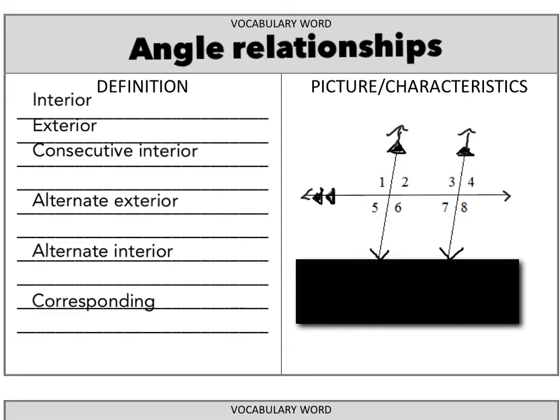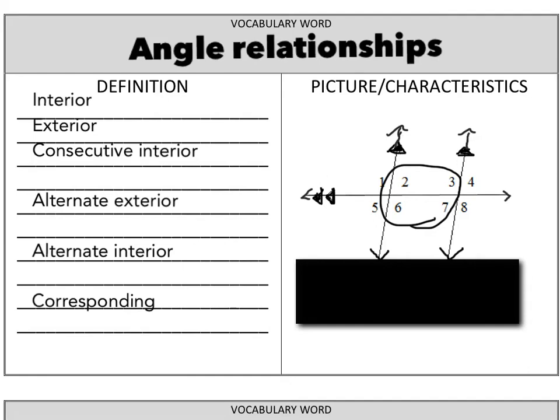As I go through each angle relationship, I'm going to show you which ones they are on the picture, and then I'll let you know what kind of special relationship they have. So the first one is interior. Interior means on the inside of the two parallel lines. So we're looking at the inside. Which ones are the angles inside the parallel lines? That would be everything right there.